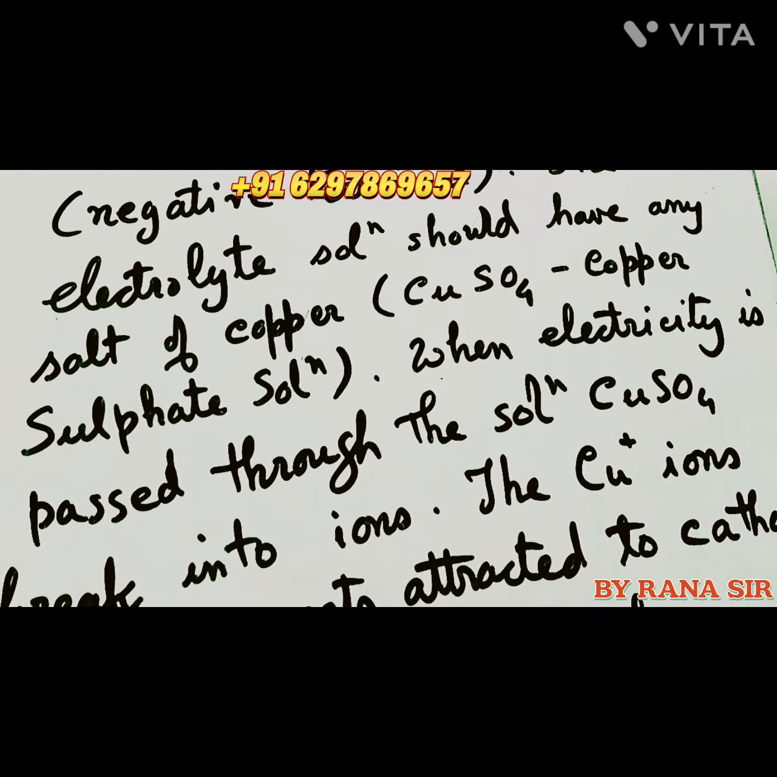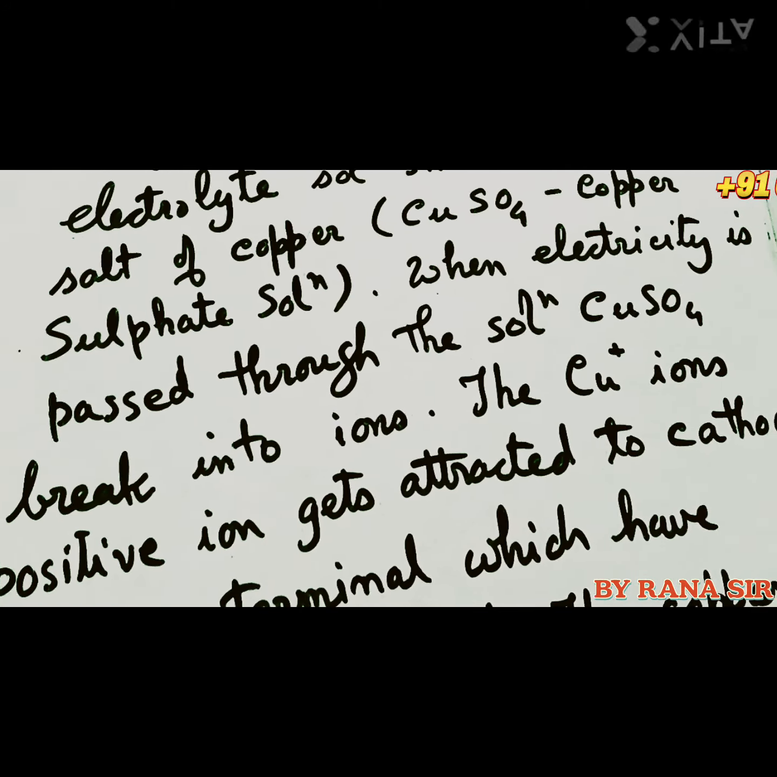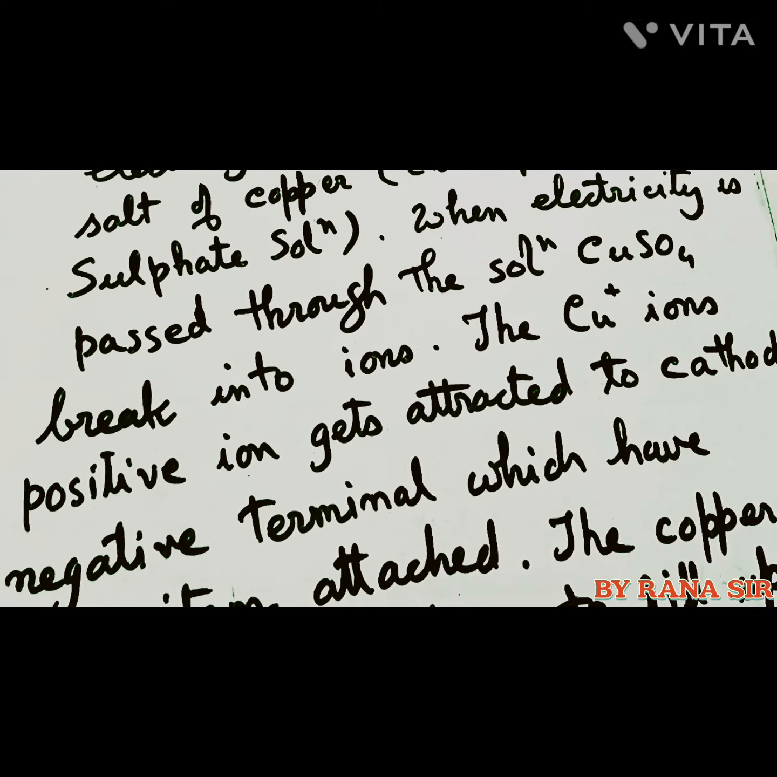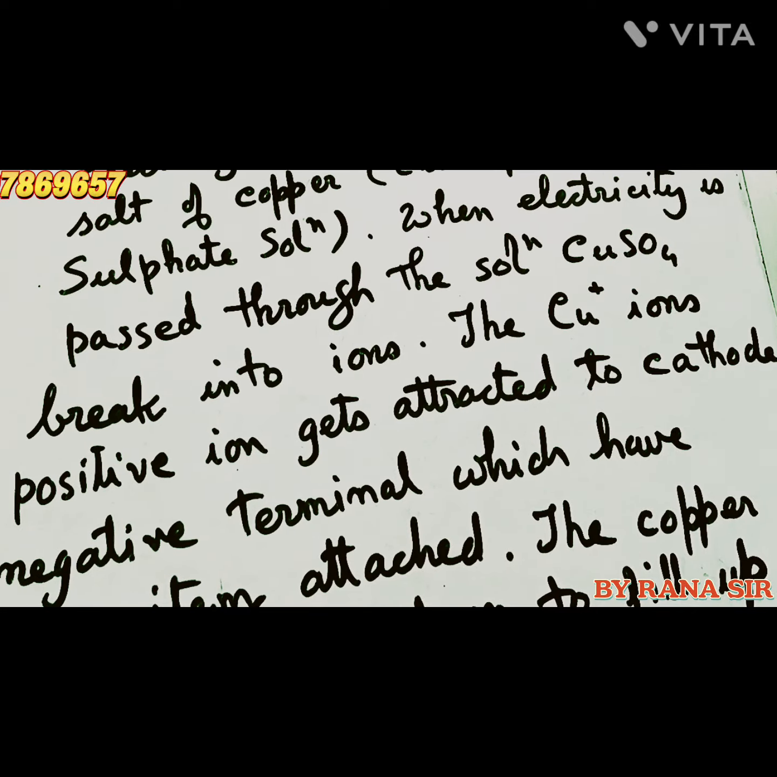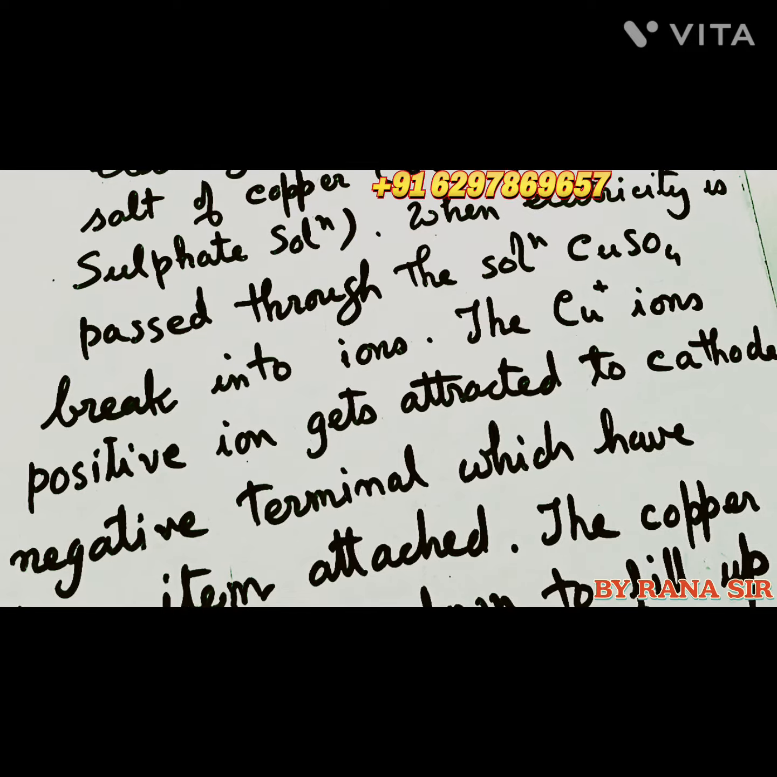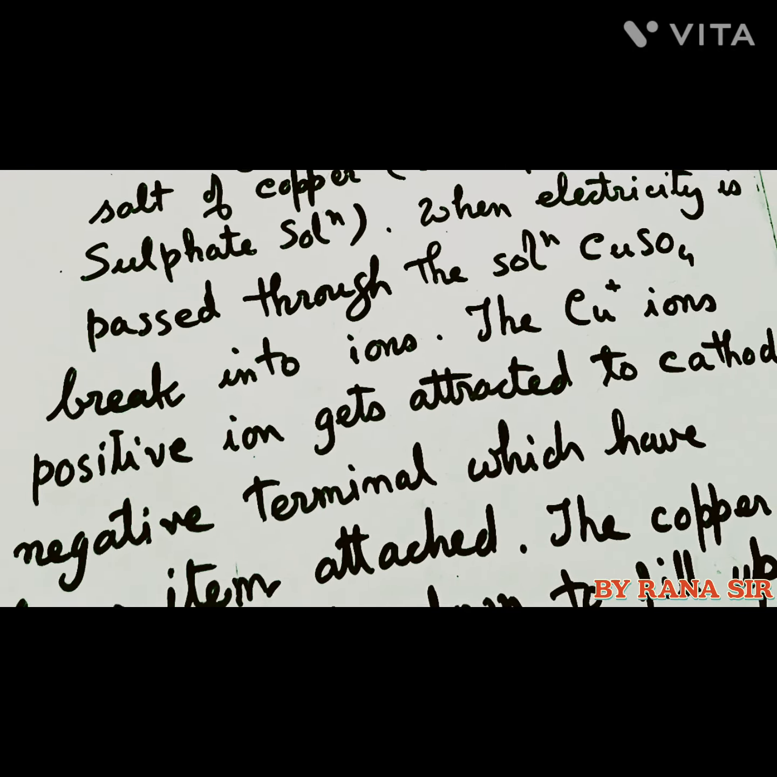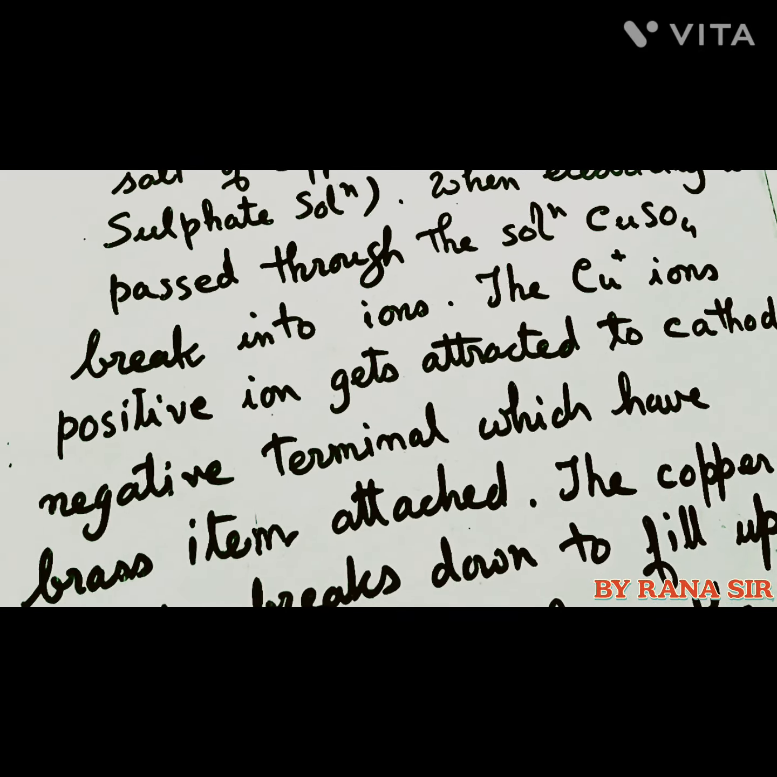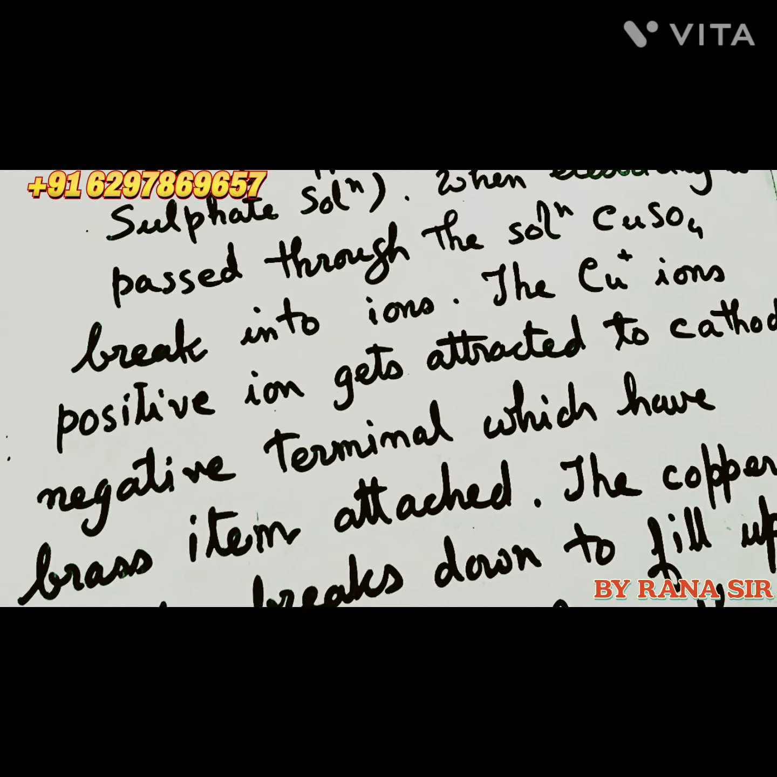So when electricity is passed through the solution, CuSO4 breaks into ions. We have already discussed that when electricity is passed through a liquid solution, it is broken into its component metal and non-metal ions, positive and negative ions. So copper sulfate is broken into copper and sulfate. Copper is positive, and this positive ion gets attracted to the cathode, that is the negative terminal. Obviously, positive gets attracted to negative and negative gets attracted to positive.